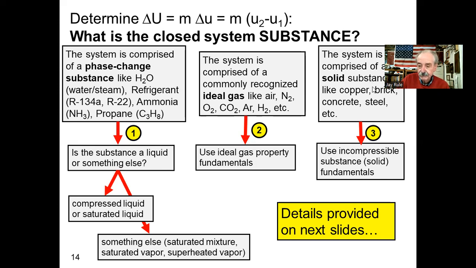Third category of substances would be a solid. Substances like copper, bricks, concrete, steel, and on and on. For that type of substance, you're going to use an incompressible substance model, fundamentals associated with that. So what I want to do now is step you through category 1, category 2, and category 3, because on all these problems, you're seeking to find U2 minus U1. What's delta U?